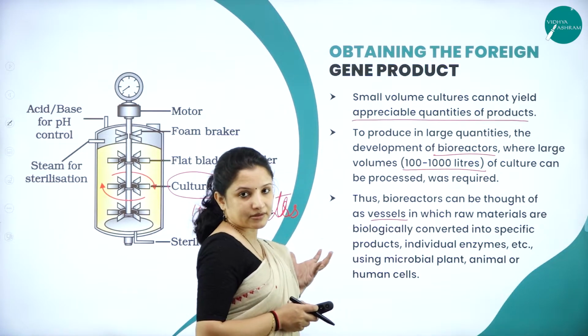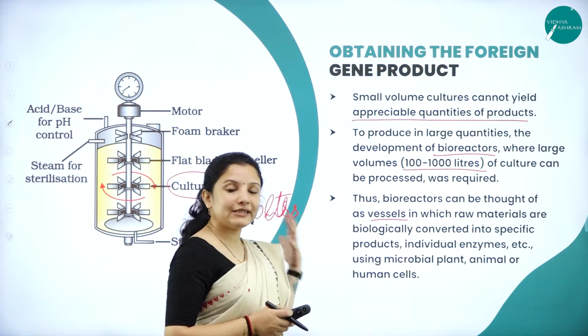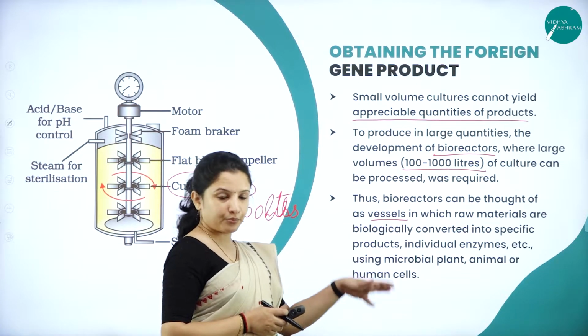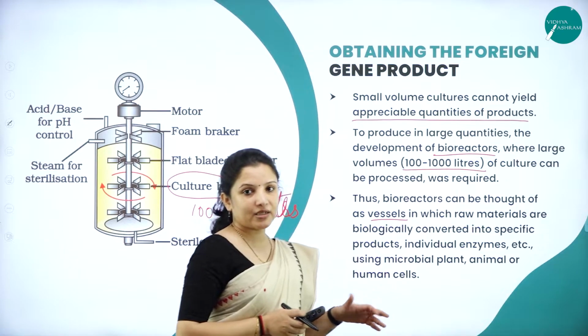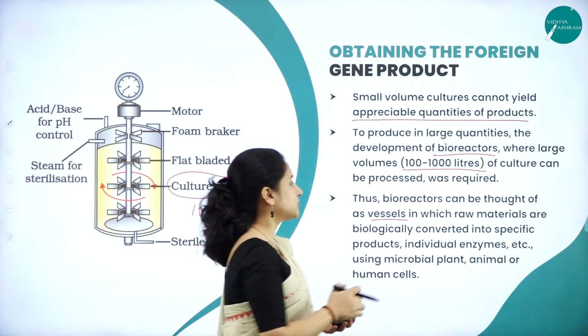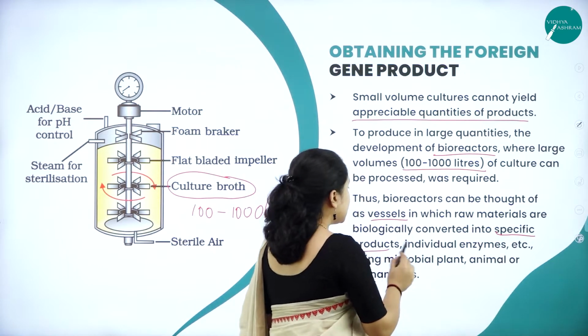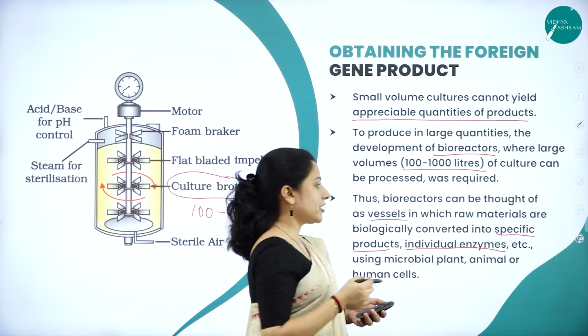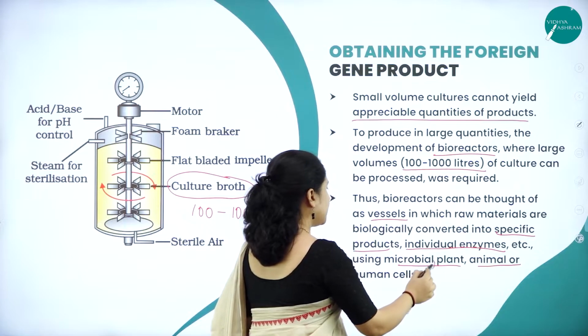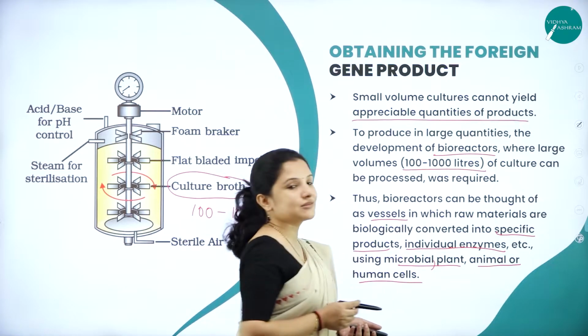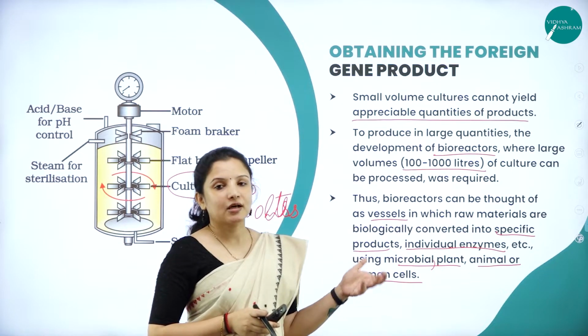So up to 1000 liters of culture you can put there, and once you put the raw materials, these raw materials will be converted into specific products, individual enzymes, etc., using microbial, plant, animal, or human cells as well. So that is how it is cultured.